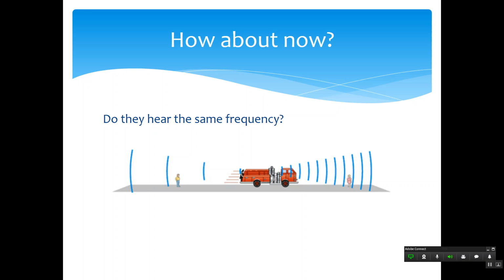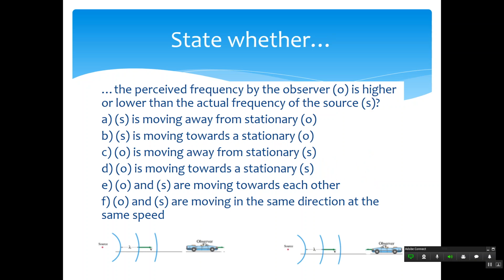And that compression of the waves makes it so that you have that higher or lower frequency? Higher frequency. So the lady here is going to hear that siren at a higher frequency than what this man is observing. He's safe though because he's behind. So no, they don't hear the same frequency. The woman's gonna hear a higher frequency and the man's gonna hear a lower frequency.